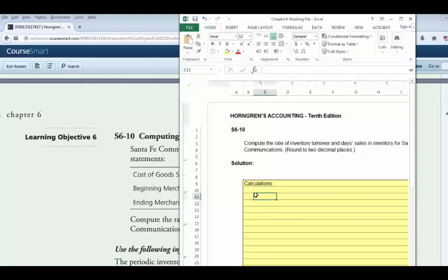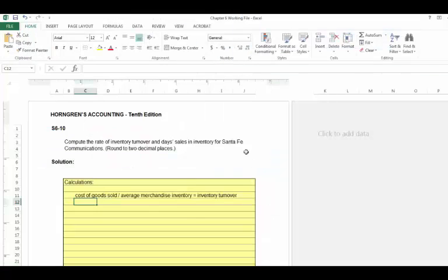So we're going to take cost of goods sold divided by average merchandise inventory, and that's going to give us our inventory turnover. When we calculate that average, all we're going to do is take our beginning merchandise inventory plus the ending and divide by 2. So our average inventory.